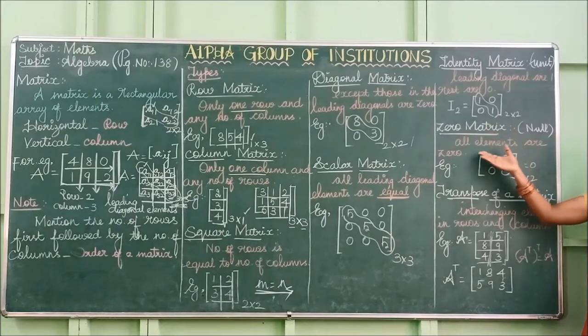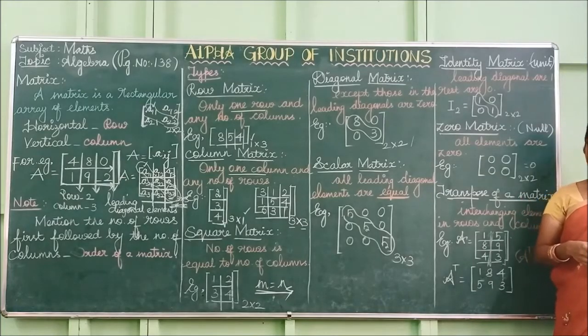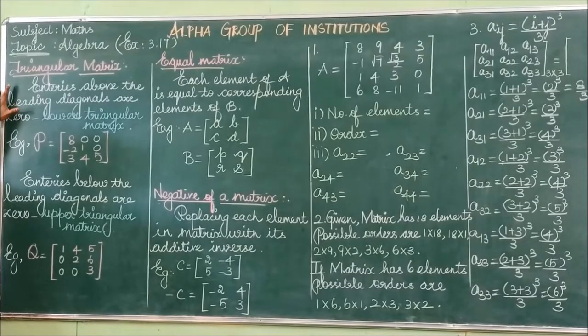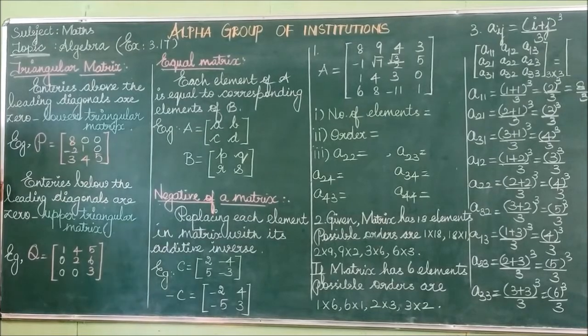For a zero matrix, all elements must be 0. Transpose of a matrix: interchanging the rows into columns and columns into rows is called the transpose of a matrix. Now we are going to see the next matrix, the triangular matrix.